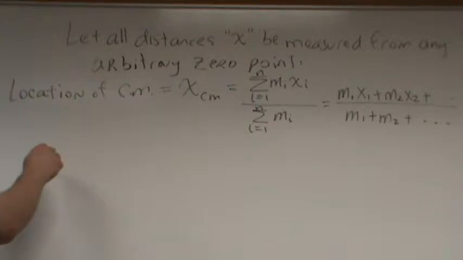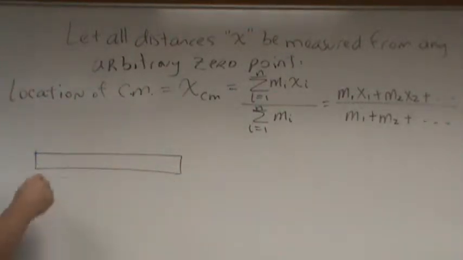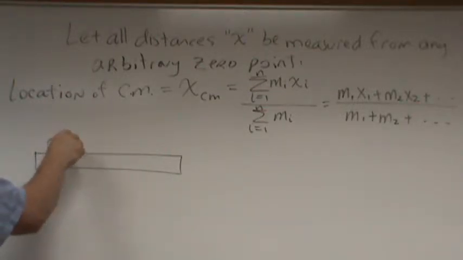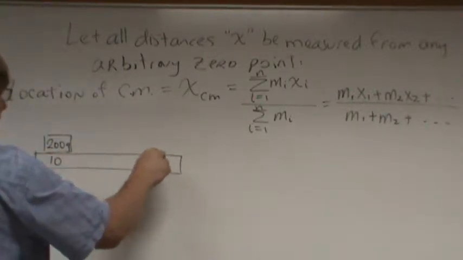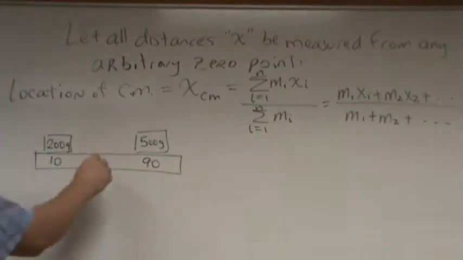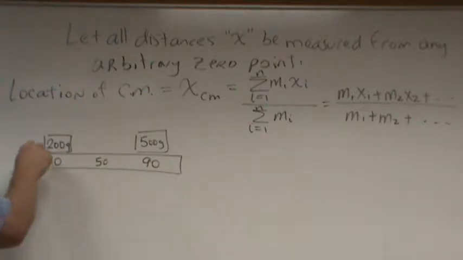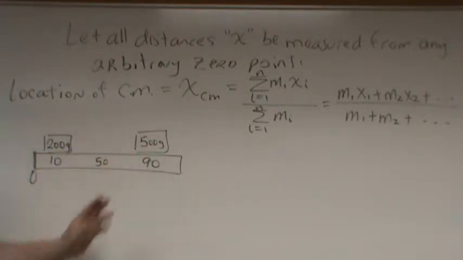Suppose I've got a meter stick, and at the 10 centimeter point, I put 200 grams, and I put 500 grams at the 90 centimeter point. Here's 50 centimeters. Here's 0. I want to find the center of mass of this system, the center of mass of the 200, 500 gram system.